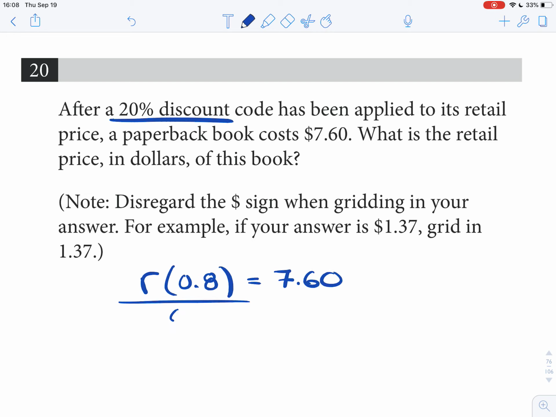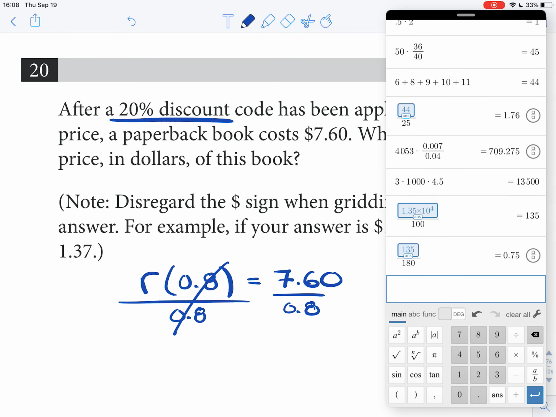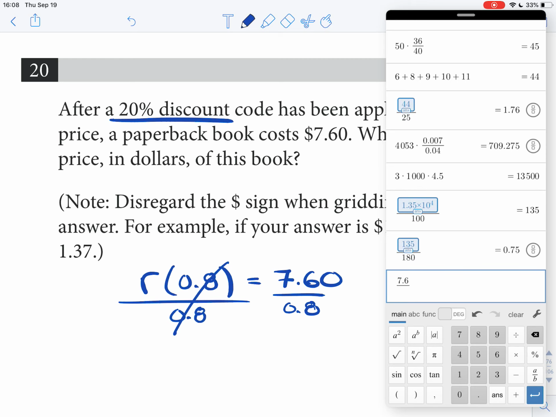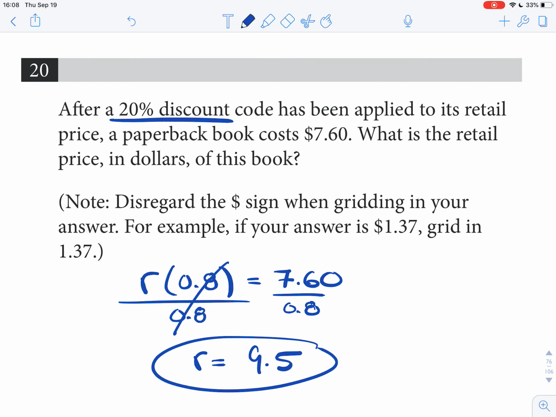And now from here, all we have to do is divide by 0.8. And so if we do that, we get 7.6 divided by 0.8, and we get the retail price to be $9.50. Good. That's our answer. I think we're solid there. So that's definitely the most efficient way to do this.